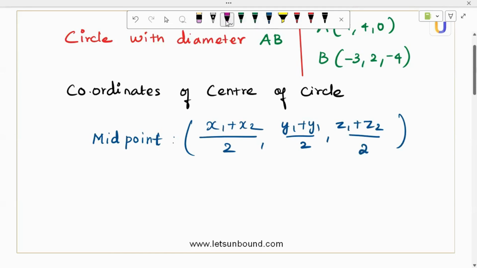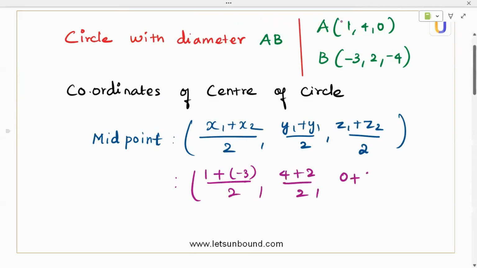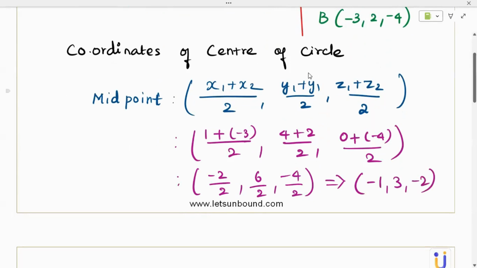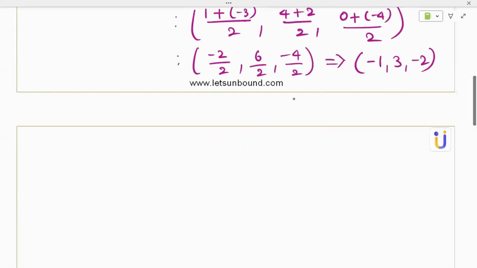Now just substitution. So we have (1 plus minus 3) over 2, (4 plus 2) over 2, (0 plus minus 4) over 2. That's simple. 1 minus 3 is minus 2 over 2, which is minus 1. 4 plus 2 is 6 over 2, which is 3. Minus 4 over 2 is minus 2. Finally, we got minus 1, 3, minus 2. This is the center of the circle.